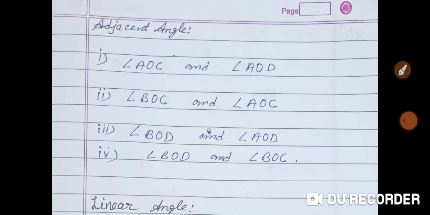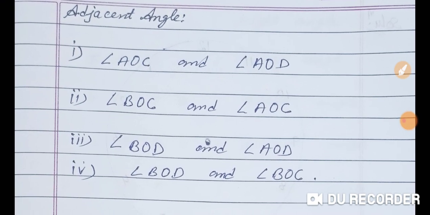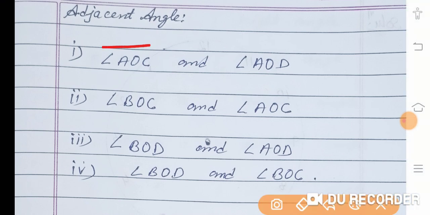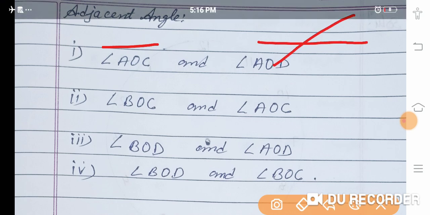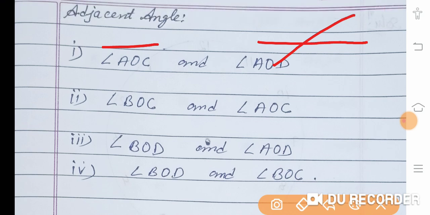Now adjacent angle. Adjacent means neighboring angle. So which angles from the given figure, my dear? Angle AOC, dear students. I'm requesting you, before solving this question, you should make this figure in your copy, then you will get it easily. Like this it is, na? And here this is A, D, B, C, this is the point O.